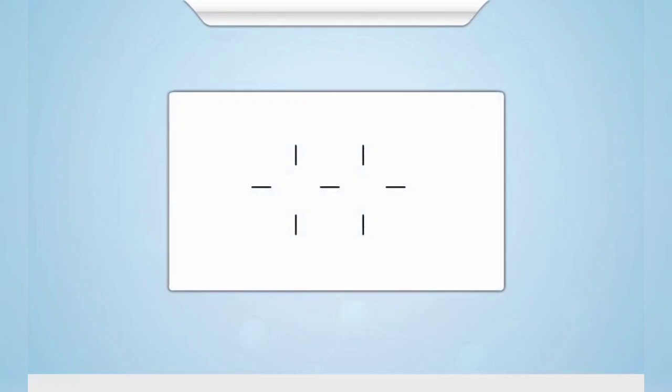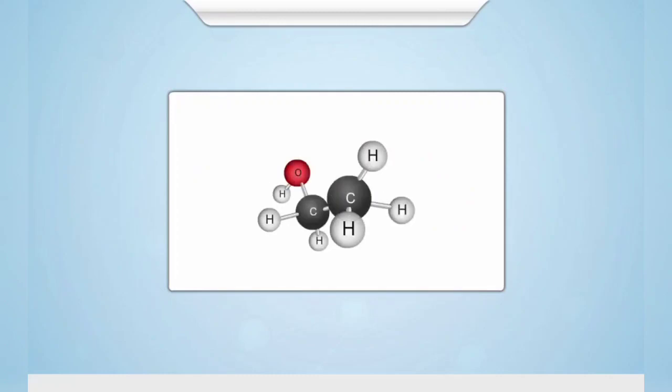The molecular formula of ethanol is C2H5OH. Ethanol consists of two carbon atoms bonded to each other by covalent bonds. These carbon atoms are further bonded to 5 hydrogen atoms and a hydroxyl group by covalent bonds.